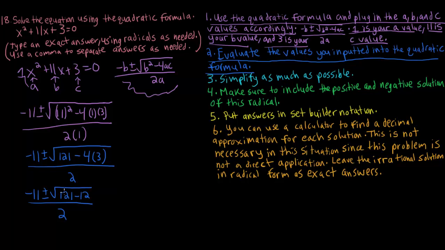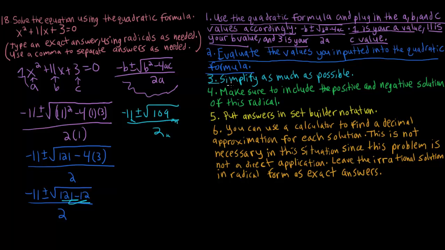Now for step 3, we're supposed to simplify as much as possible. So negative 11 plus or minus the square root of 121 minus 12, which is 109, and that's all over 2. But at this point, 109 I think is a prime number, and it's not divisible by any other factors, so the radicand, the number under the radical, can't simplify. 2 is an even number, and negative 11 is an odd number, so we can't simplify that either.